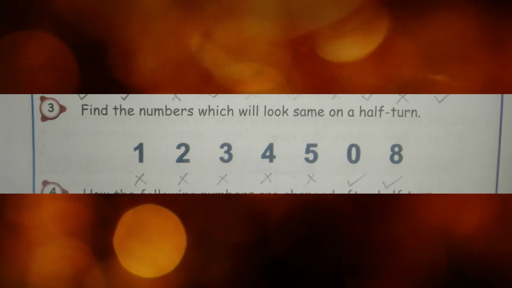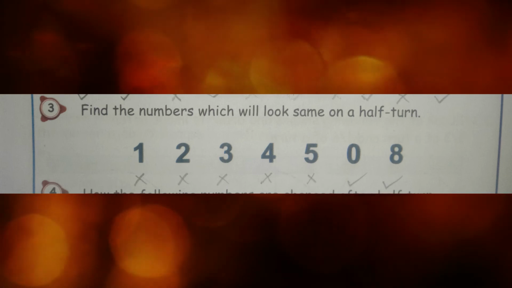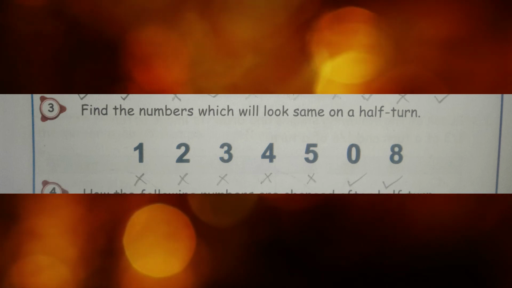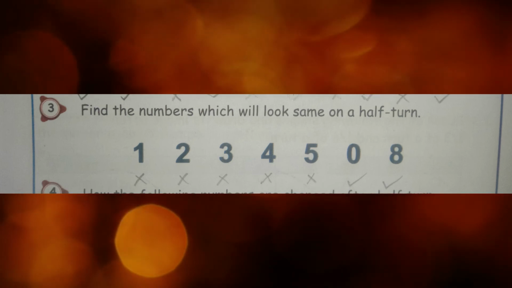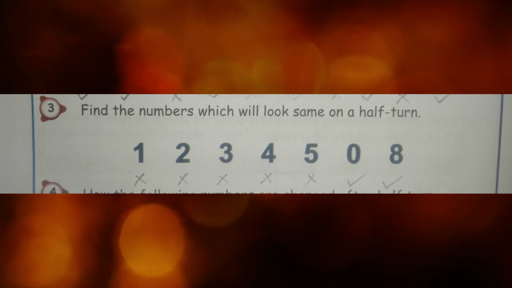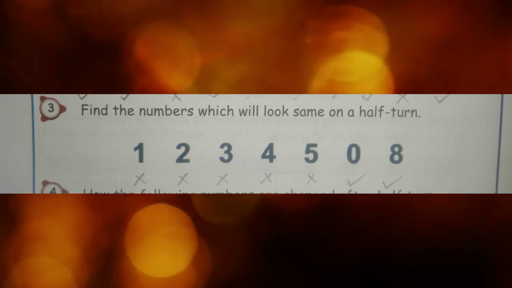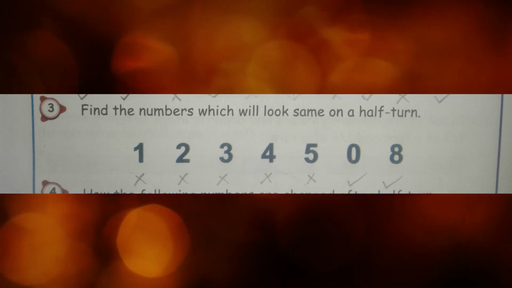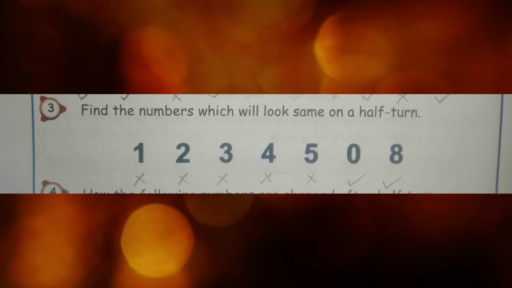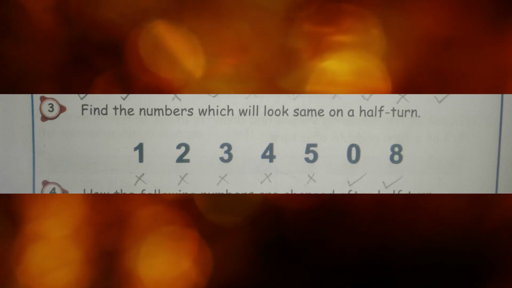And of course 2. If we are moving this 2 to its half turn, we won't get the same 2, right? The next one is 3. If we are moving this 3 to its half turn, we won't get the same 3. So it is also wrong. 4. If we are moving this 4 to its half turn, we won't get the same 4. So it is also wrong. The next one is 5. If we are moving this 5 to its half turn, we won't get the same 5. So it is also wrong.